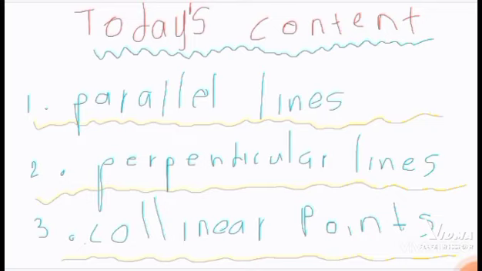And the second one was perpendicular lines. The product of the gradients of perpendicular lines should be -1. Calculate the gradients, and when you multiply them, you should get -1. And the last topic was the collinear points. With collinear points, they lie on the same straight line, and their gradients are the same.